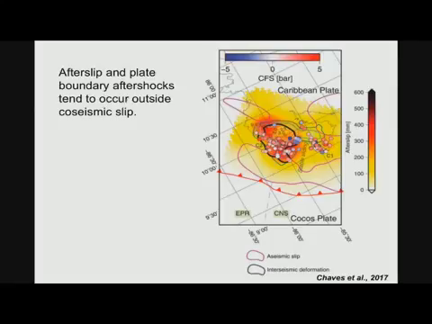That's commonly observed. It's not observed everywhere. There's a lot of variability in the behavior. But I'm trying to summarize some of what's been seen at many different megathrust earthquakes, but certainly not every one.